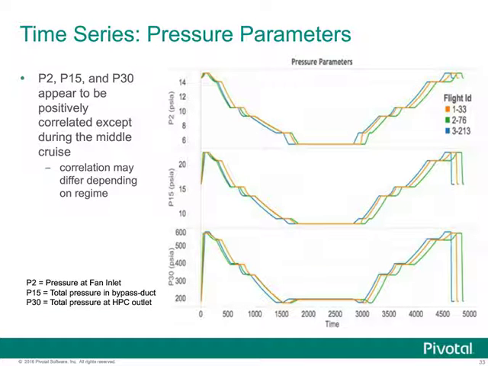Here's what some of the parameters look like. We have 3 different pressure parameters here, and you see that they tend to correspond to different phases of the flight. And you see that these parameters look like they're positively correlated, but depending on what part of the flight they're in, the correlation might change directions as well.